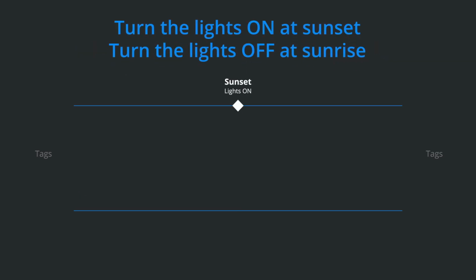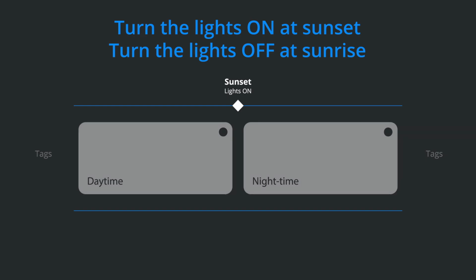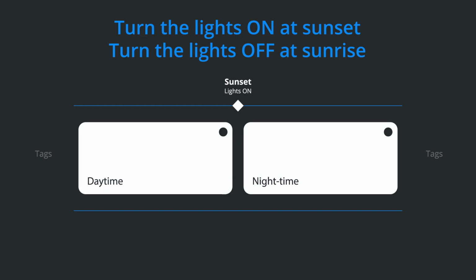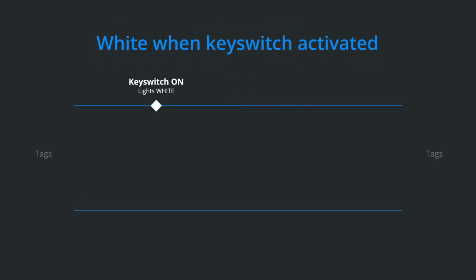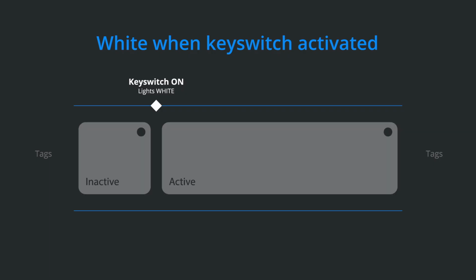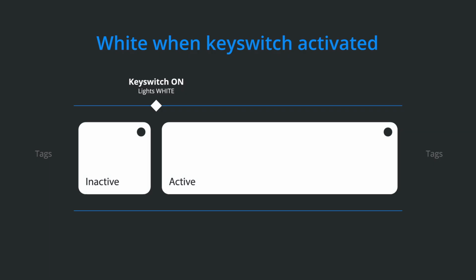For a project where the lights need to turn on at sunset and off at sunrise, we don't create triggers for sunset and sunrise, but instead create tags for daytime and nighttime. For a project where the lights need to turn white when a key switch is activated, use a custom tag set with active and inactive tags.